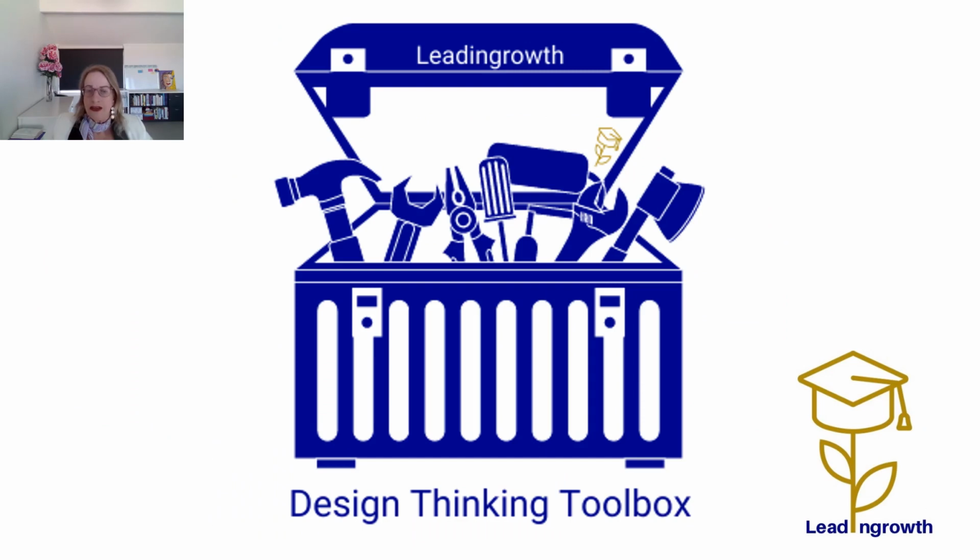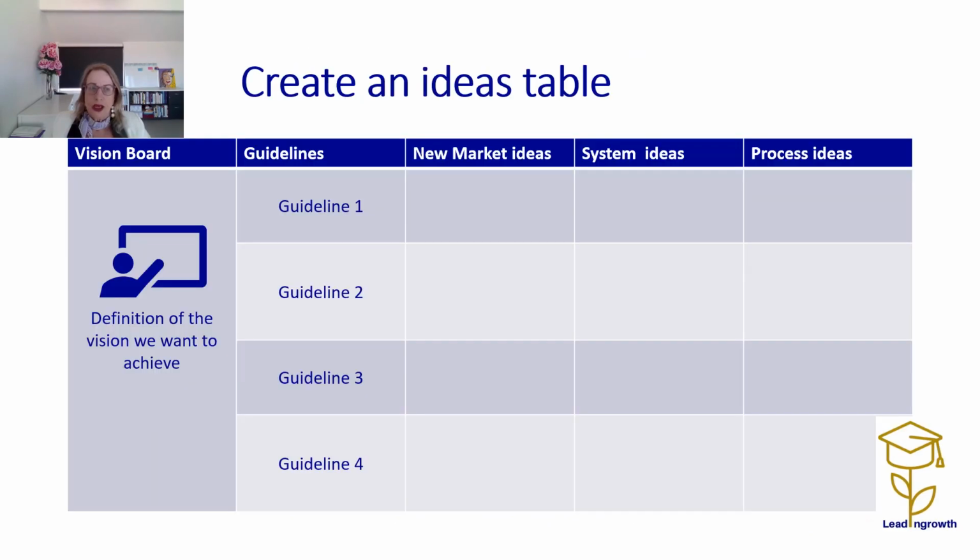This is our design thinking toolbox where we grab our tools for our ideas table session. So when we're creating an ideas table, what we're going to do is develop a table something like this. We're going to have the vision board in the very left-hand column. So it's going to be really clear to all those people that are participating what the vision is that we want to see move forward. And the vision was created in phase 2 of the design thinking framework.